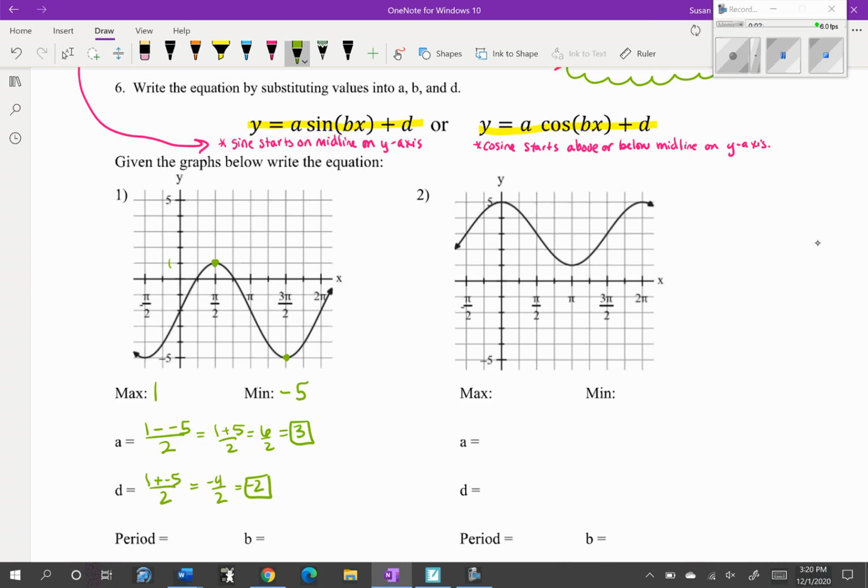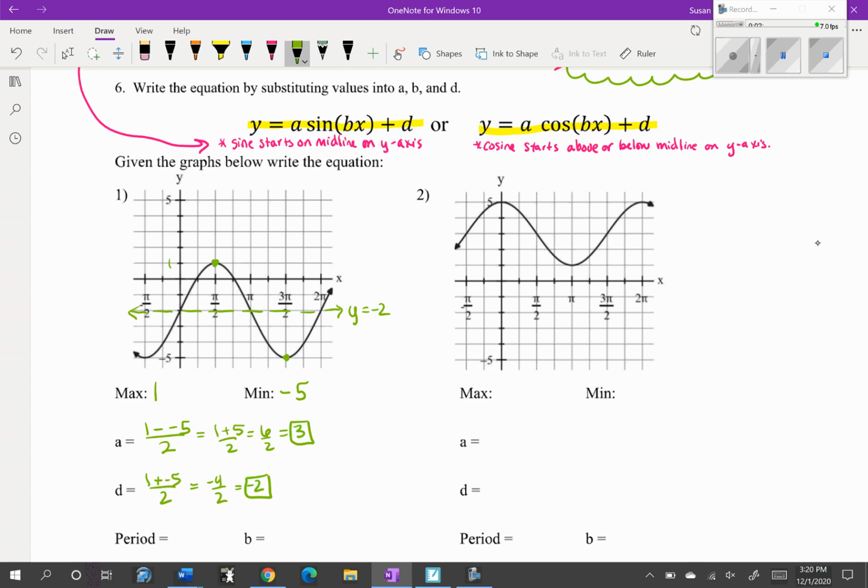You could also use, if you know the amplitude, you can use that by counting down from a maximum, 1, 2, 3, and then drawing your midline, or you can count up from a minimum, that value, 1, 2, 3, and find the midline that way as well. Or if you know the midline, you could count up or down to find the amplitude instead of using the formulas.